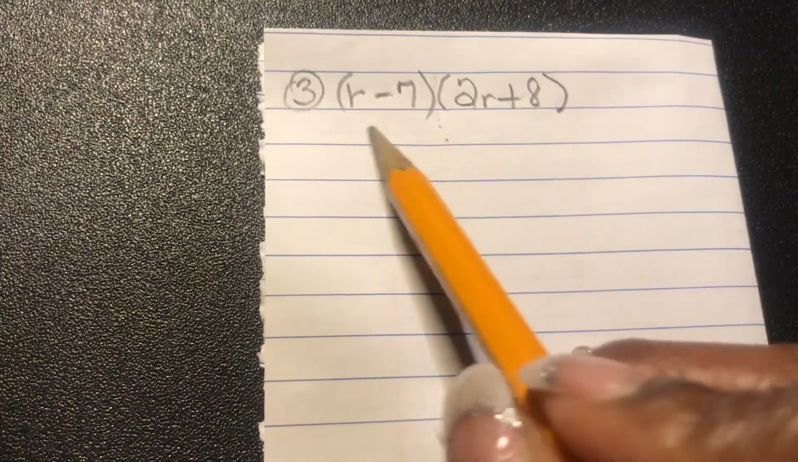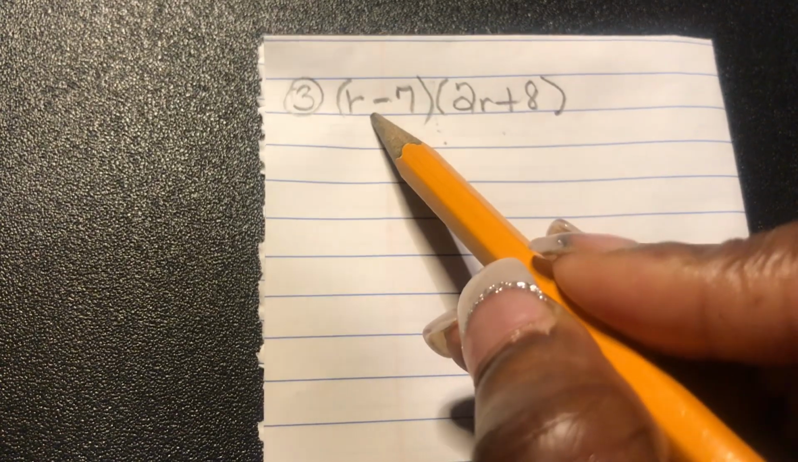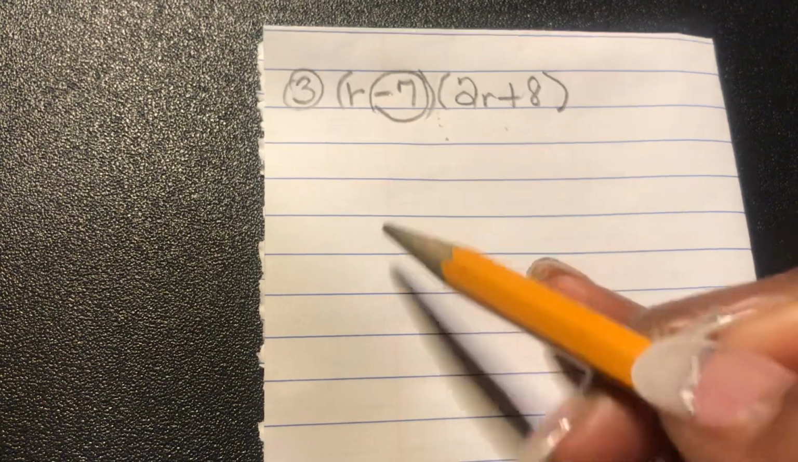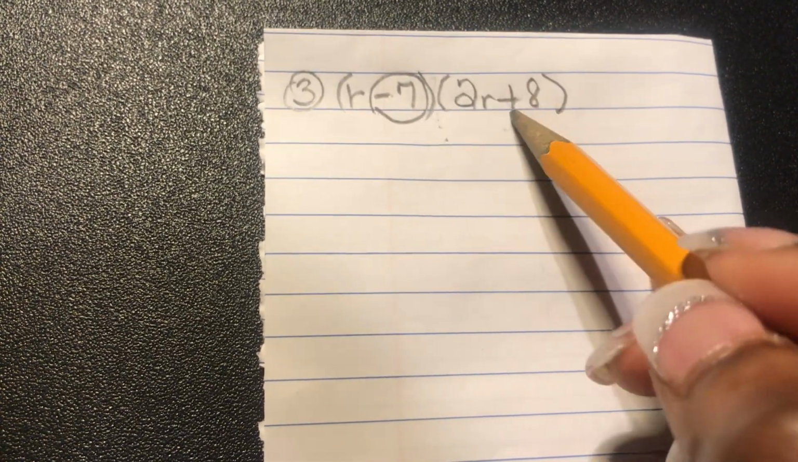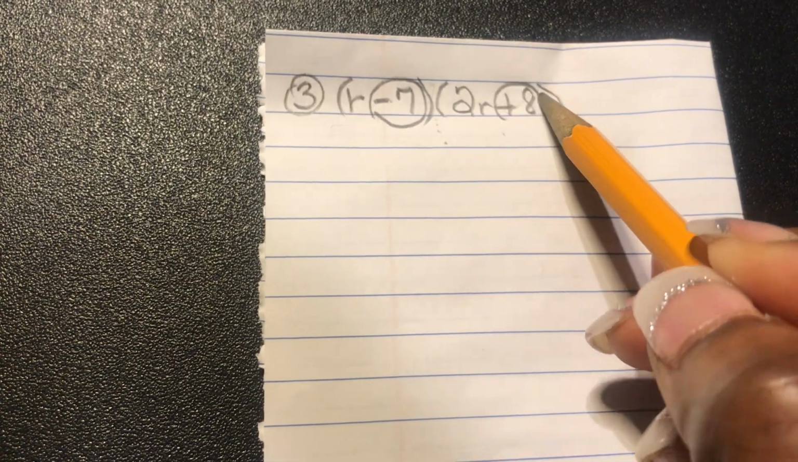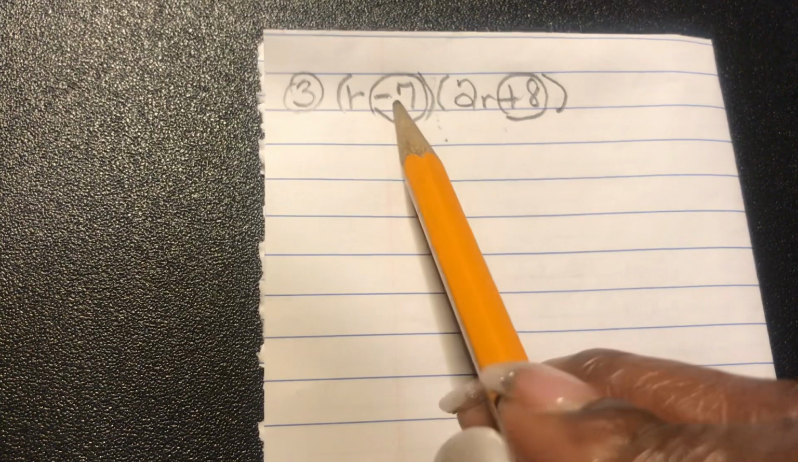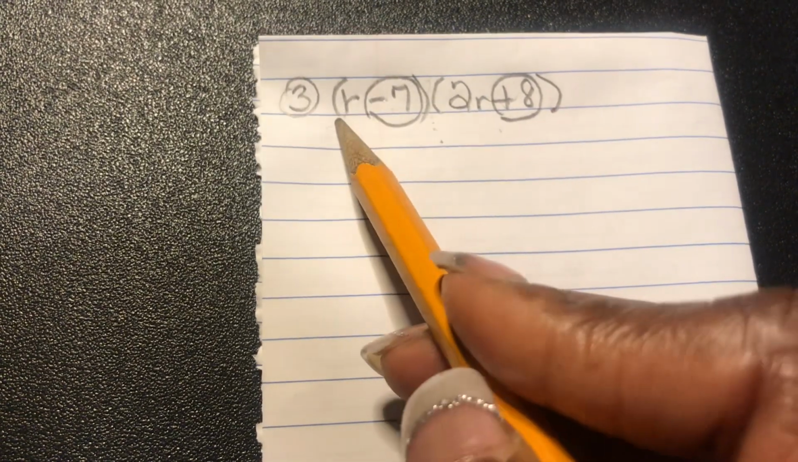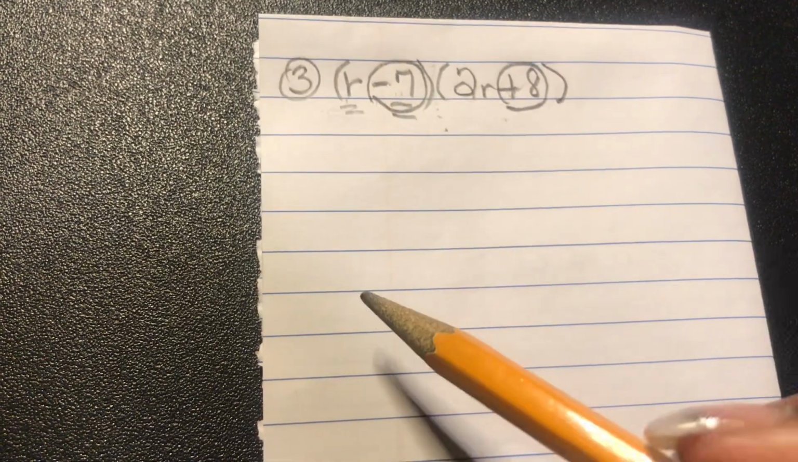In order to multiply four numbers, we're going to go straight to the middle, circle the sign in the middle, and the number behind it. That is our second number. We're going to go straight to the middle of the other parentheses, circle the sign in the middle, and the number behind it. That is our fourth number. First, second, third, fourth. We're going to take the first number and write it twice. We're going to take the second number and write it twice.